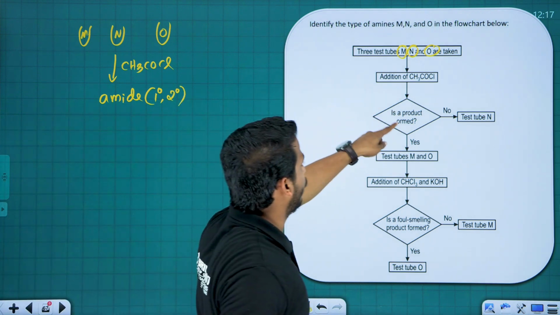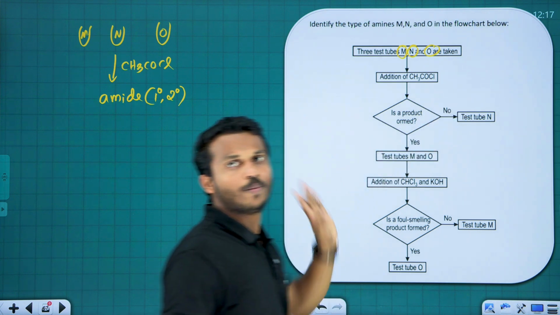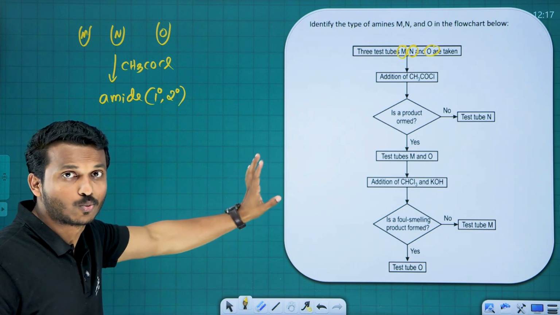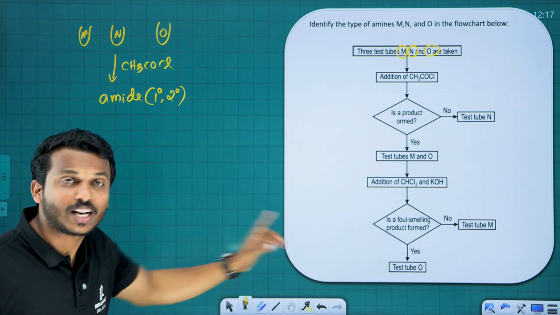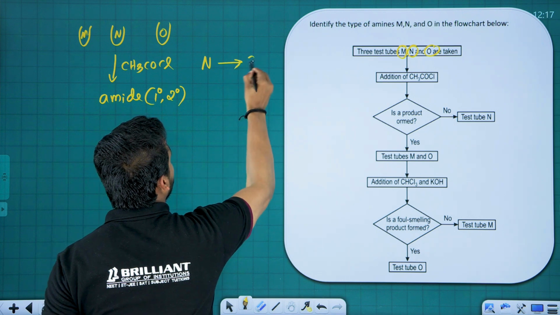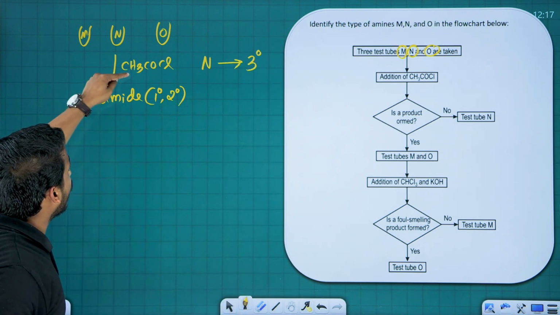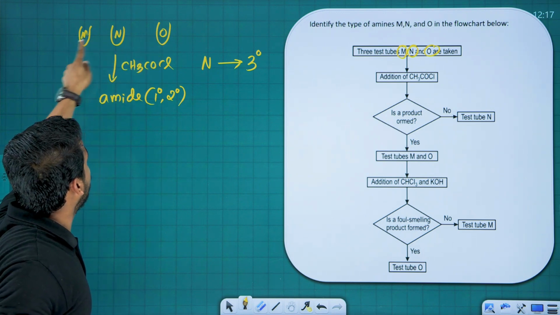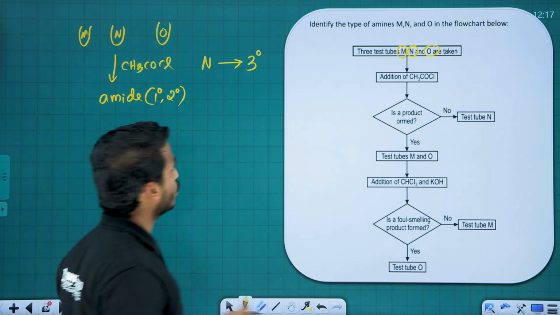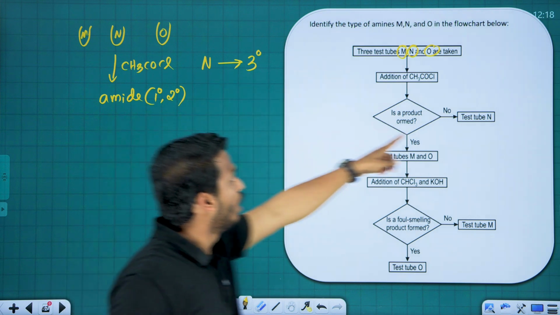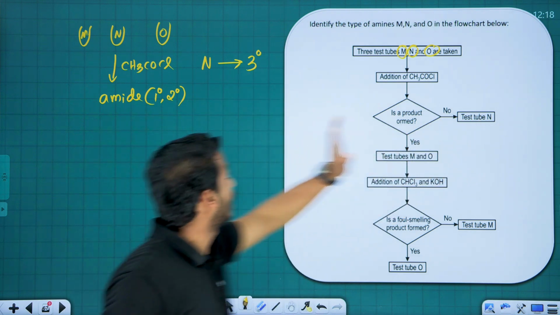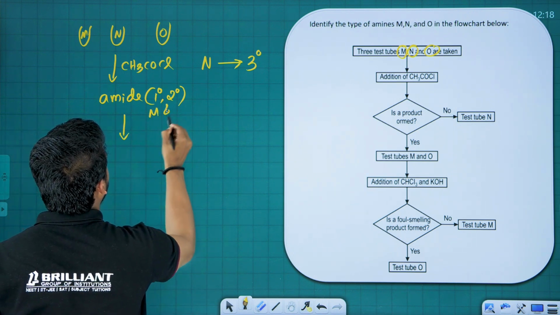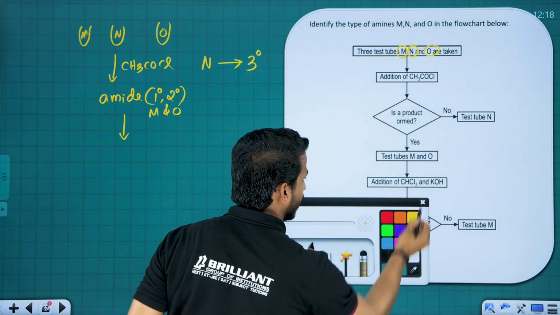Is a product formed in test tube N? No, nothing is happening in this one. So that means it is a tertiary amine. So N is a tertiary amine because acetyl chloride reacts only with primary and secondary amines. So it is confirmed M and O are which ones? Primary or secondary. N we already identified: no reaction in test tube N, that means it is a tertiary amine. Now M or O can be this compound. Okay, let's continue.